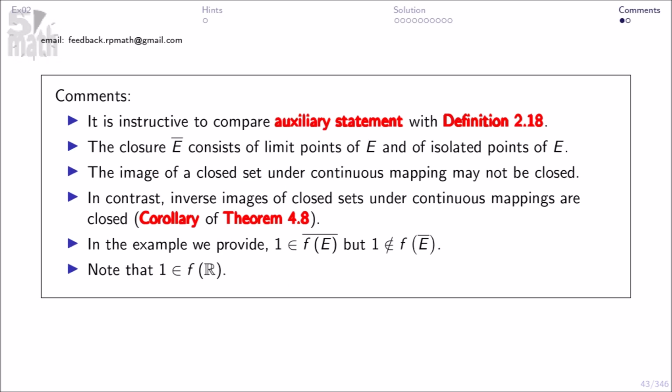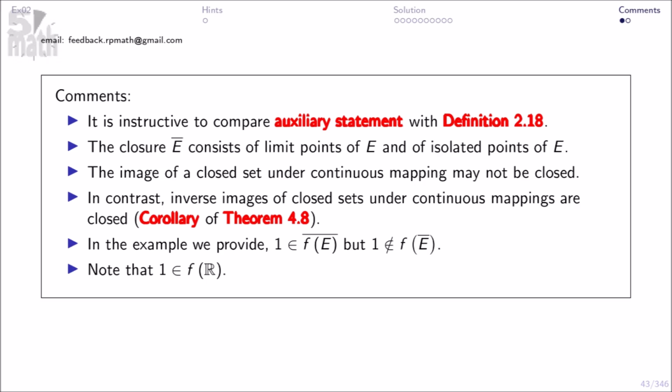Comments. It is instructive to compare auxiliary statement with definition 218. The closure E bar consists of limit points of E and of isolated points of E. The image of a closed set under continuous mapping may not be closed. In contrast, inverse images of closed sets under continuous mappings are closed.